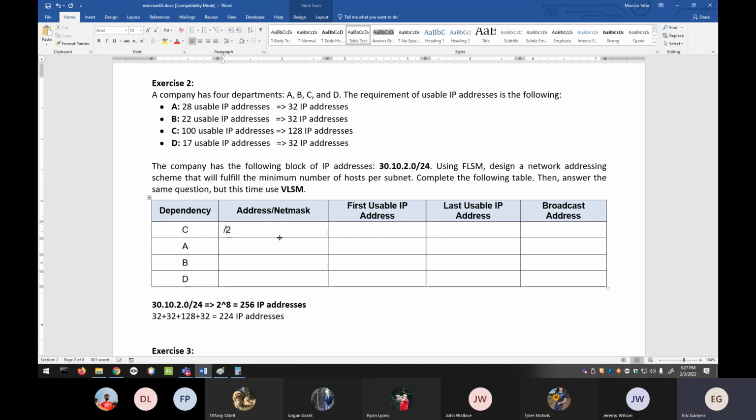Can I give it a /24? If I give it a /24, how many IP addresses am I giving to C? 256, too big. So /24 is not the correct subnet mask for the network of C. So what is smaller than a /24? /25. If I give a /25, how many IP addresses? 128. This is exactly what I want to give to C. So what will be the network of C?